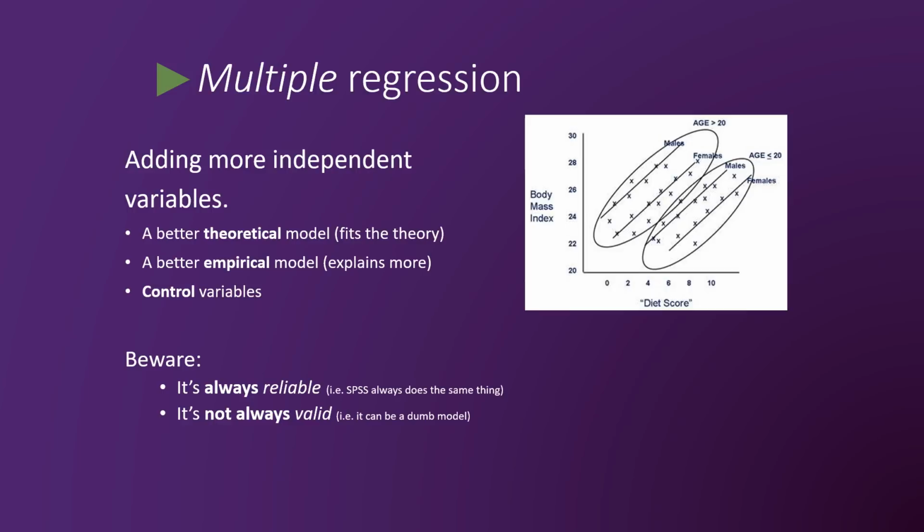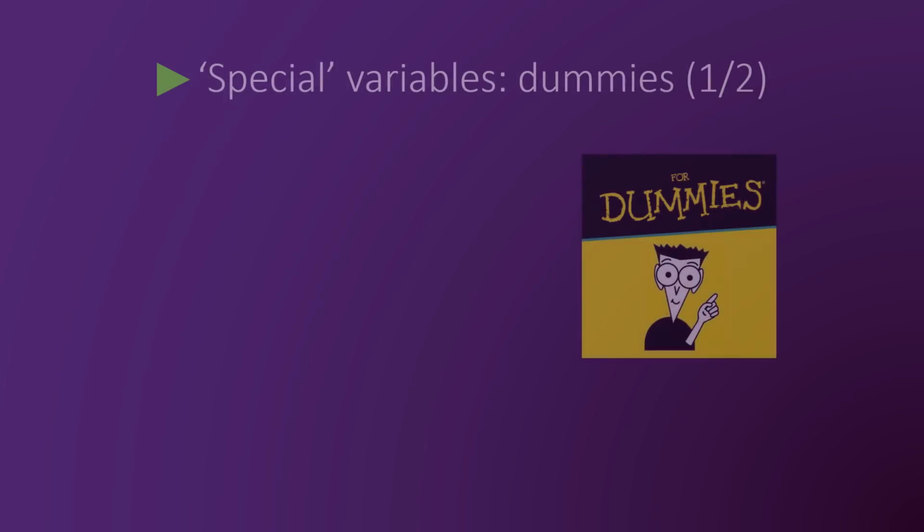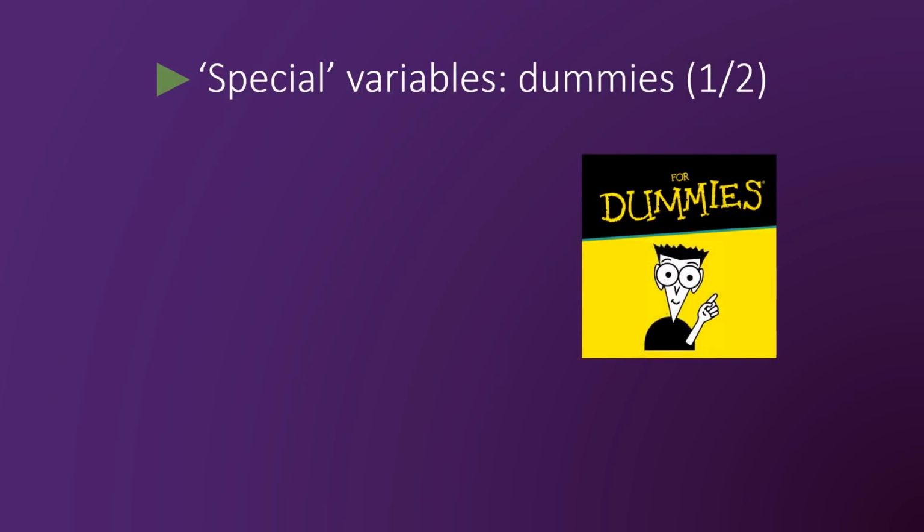However, what you're doing is not always valid. It can be stupid, right? You can have a weird model. You might even find statistically significant results based on your weird model. That doesn't necessarily make it valid. We'll talk more about validity and reliability in a bit, by the way.